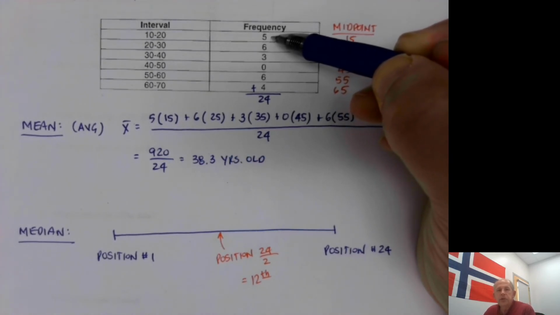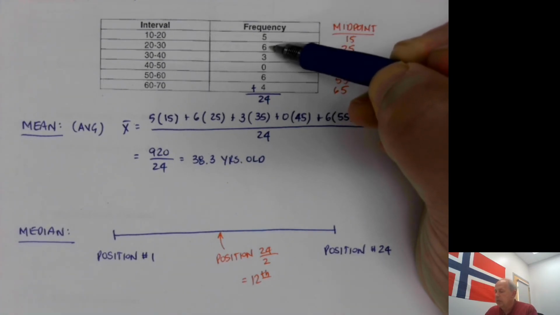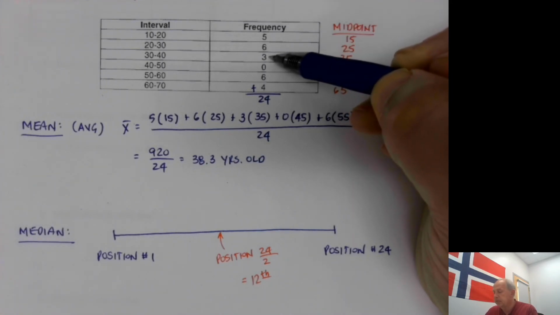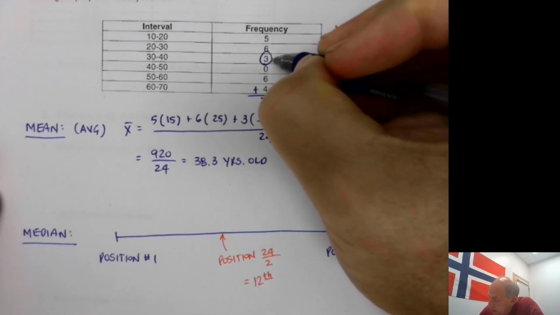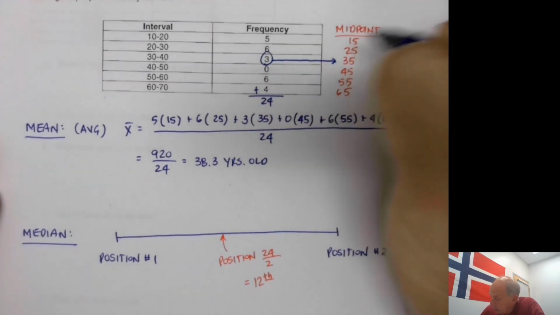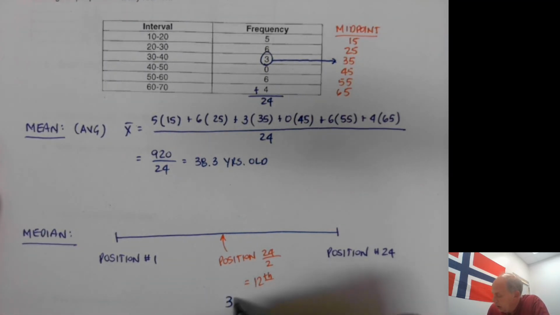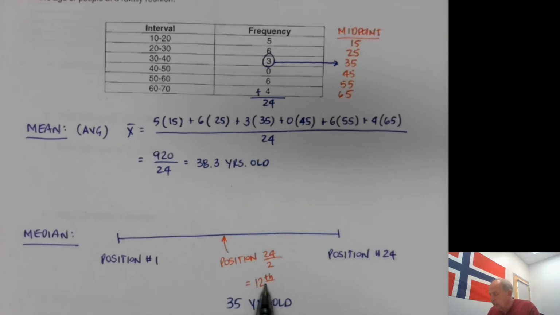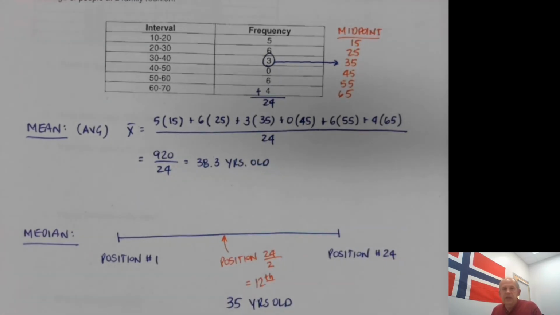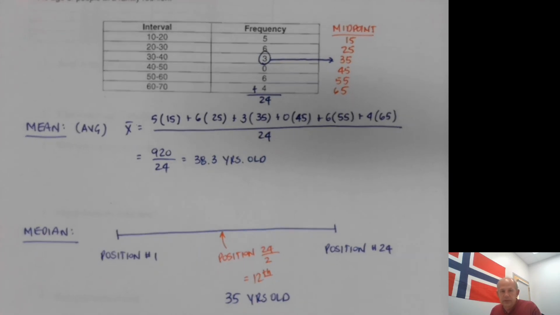Here are people 1, 2, 3, 4, 5. I've not gotten to the 12th person yet. Here are people 6, 7, 8, 9, 10, 11. I've still not gotten to the 12th person. Here are people 12, 13, and 14. Nope, I said 12th person. That's in the middle. I'm going to estimate the median to be 35 years old. That's the age of the person. The 12th person in line is in that location and that frequency there.